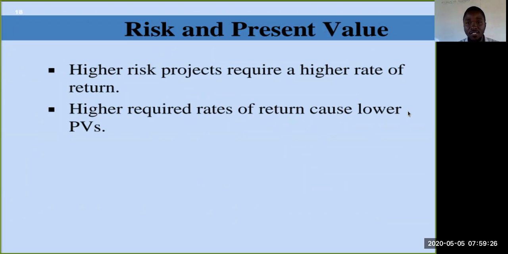Higher risk projects require higher rates of return. So the more risky a project is, then we expect that that project has higher returns. Higher required rates of return cause lower present values. So if we've got a higher interest rate when we are discounting a future value to a present value, we will see that the present value is going to be lowered.